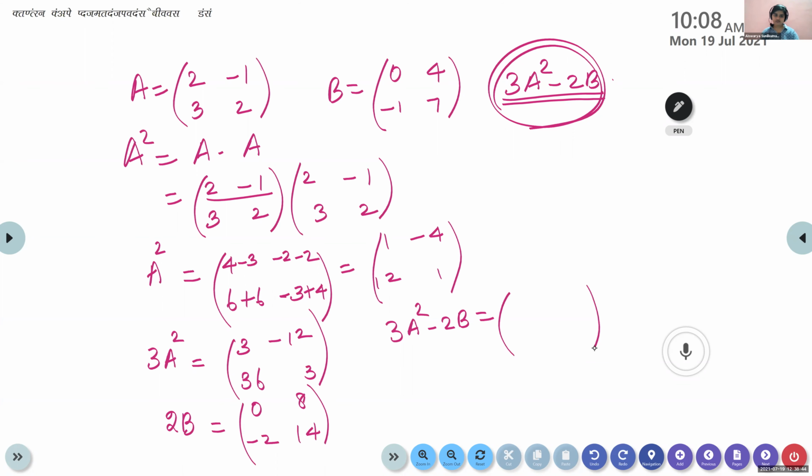3A square minus 2B. So 3 minus, give the answer, Aishwarya. No, check it. What is the answer? Look here. Are you getting 3A square and 2B like this? No, ma'am. Check it. After that, find the determinant of 3A square minus 2B. Complete this, I'll mark your attendance.